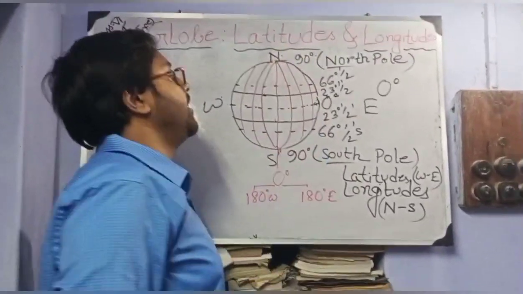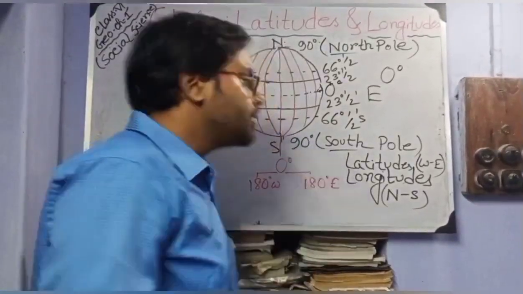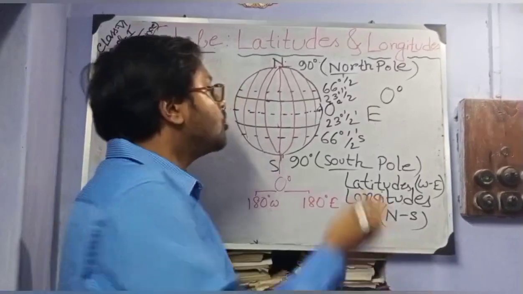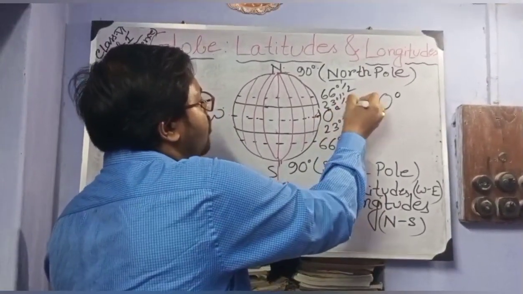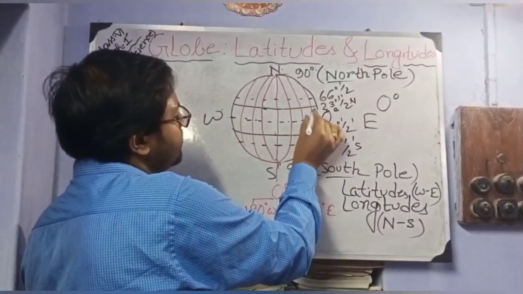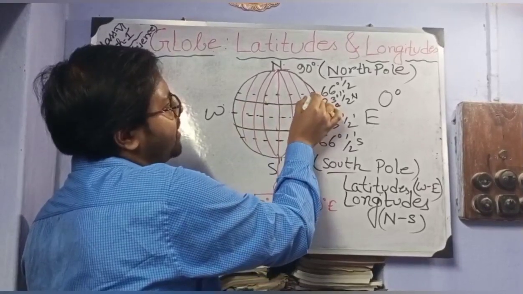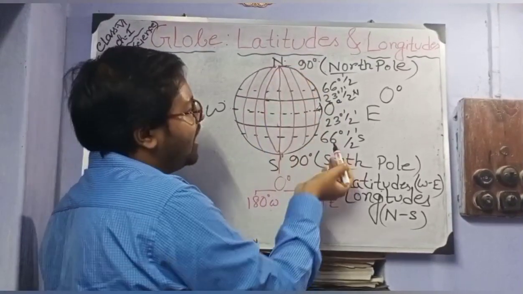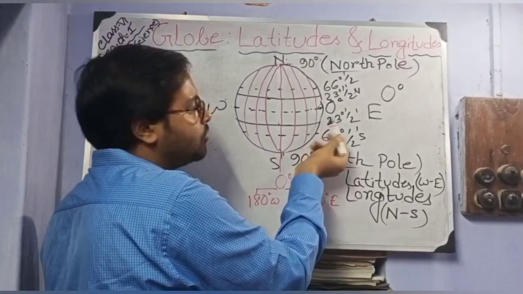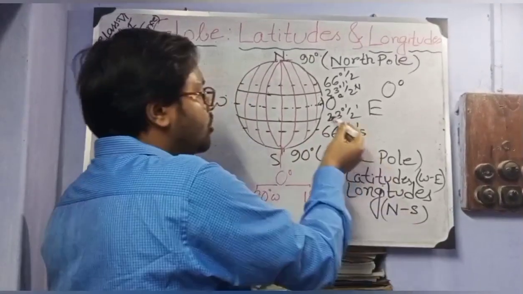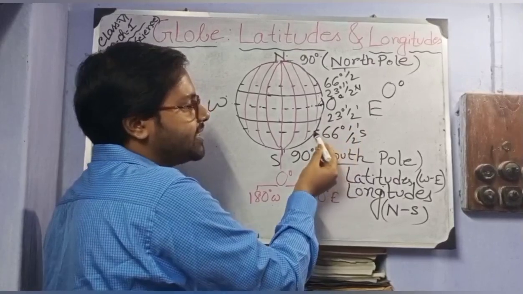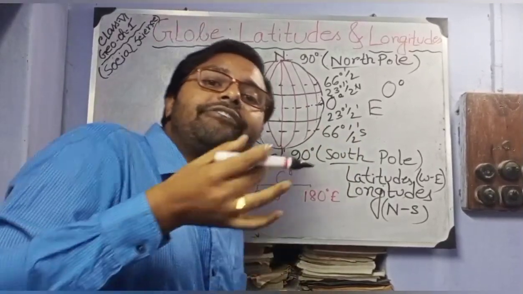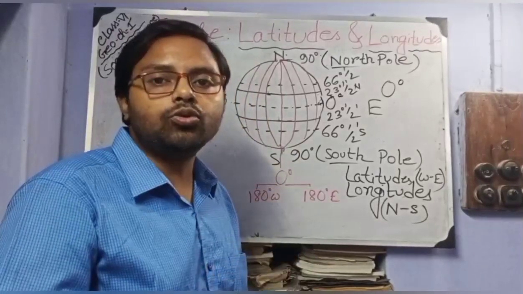In the northern hemisphere there are 3 main latitudes, and in the southern hemisphere there are 3 main latitudes. What are the latitudes? 23 and a half degree north, 66 and a half degree north, and 90 degree north, that is the north pole. Similarly in the southern hemisphere, 23 and a half degree south, 66 and a half degree south, and 90 degree south. There are different names for these 3 latitudes.